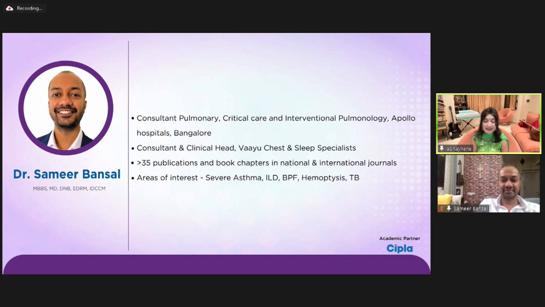Most importantly, Apollo Hospital under the leadership of Dr. Samir Bansal, Dr. Ravi Mehta, and Dr. Hari Prasad are now starting the most coveted IIB-IP fellowship. And we are very, very proud to be associated with them.